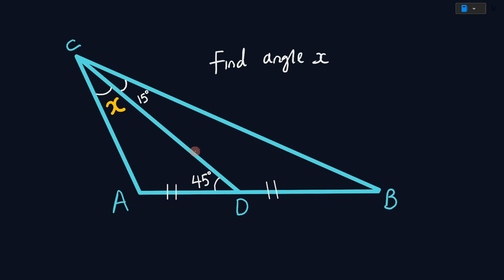In this video, we are going to learn how to find x in this geometry diagram where you are given angles 15 degrees and 45 degrees. Side line AD is equal to BD. These two are equal. Solution.